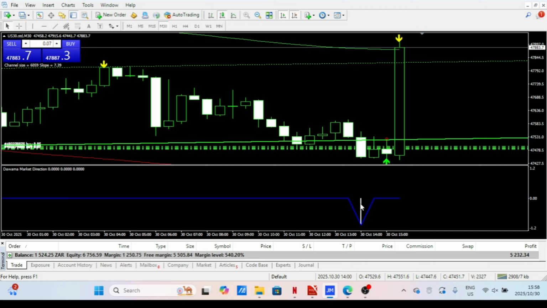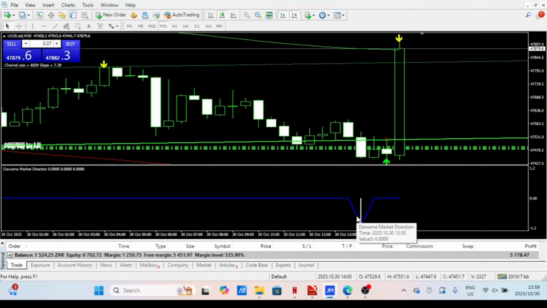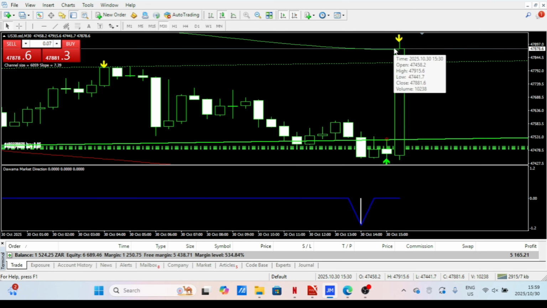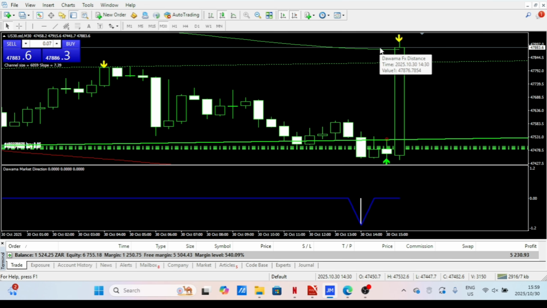Once I get the double confirmation for a buy, this is what I call the double confirmation or the market direction indication. I got the double confirmation, and then I entered my trades. As soon as I entered my trades, this is what happened, guys. I caught this big movement right over here, as you can see.